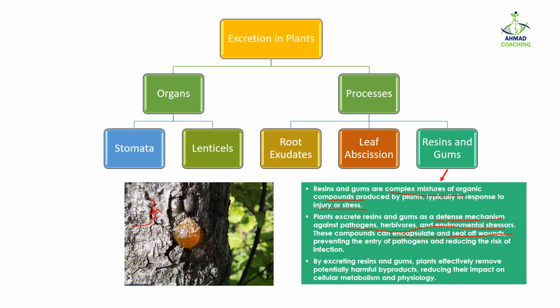By excreting resins and gums, plants effectively remove potentially harmful byproducts, reducing their impact on cellular metabolism and physiology. On one side, plants are going to protect themselves with the resins and gums. On the other side, they are also going to get rid of the waste material through resins and gums. So this is the excretion in plants, in which organs like stomata and lenticels are involved, while different processes like root exudates, leaf abscission, and resins and gums are involved.